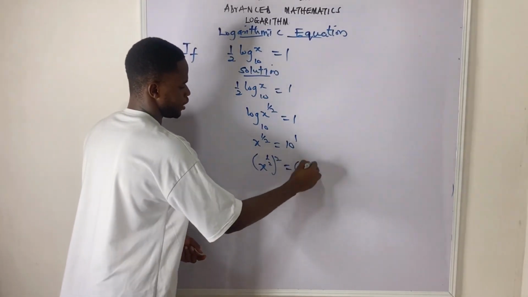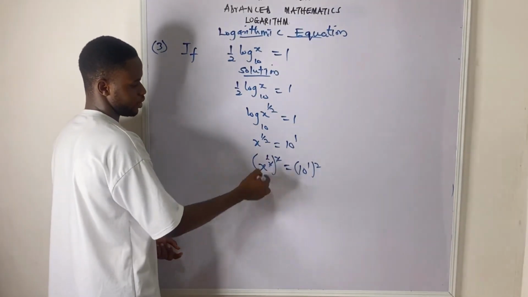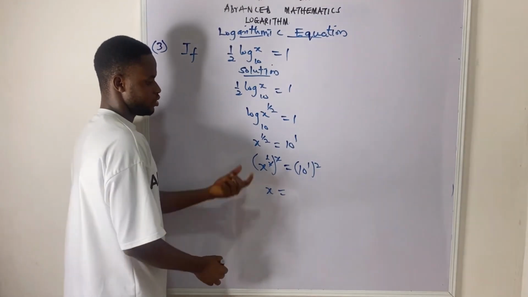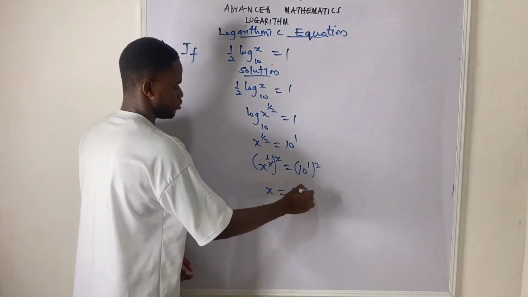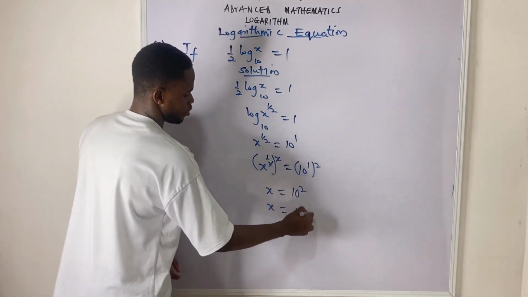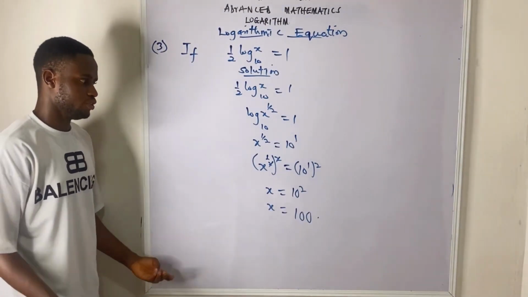It affects both sides. You can see 2. So we're left with x equals 1 times 2, which is 2. That will be 10 raised to the power 2. Now what's 10 raised to the power 2? 100. 10 times 10, which is 100.